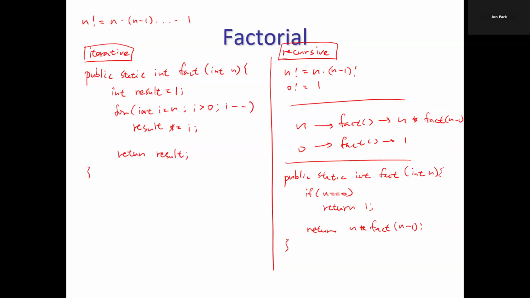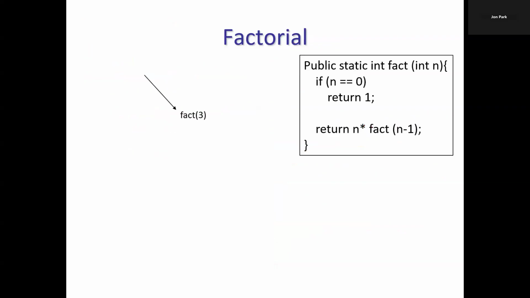Okay. Any questions about how the recursive version is implemented? Okay, so we just have two different cases. If n is 0, return 1. Otherwise, you have to return n times factorial of n minus 1. Let's see another example. Actually, before that, let's see what happens.